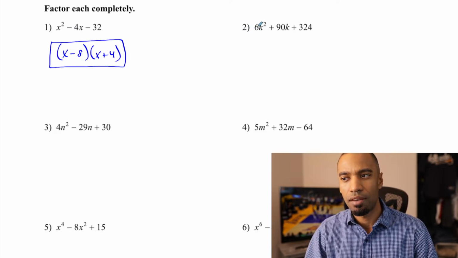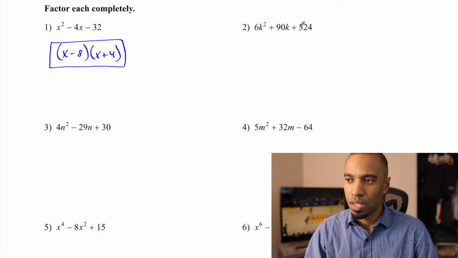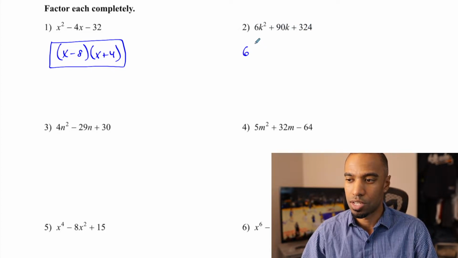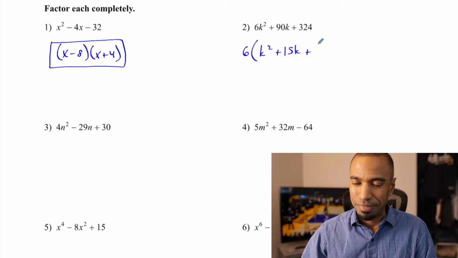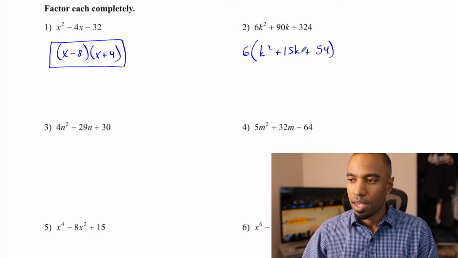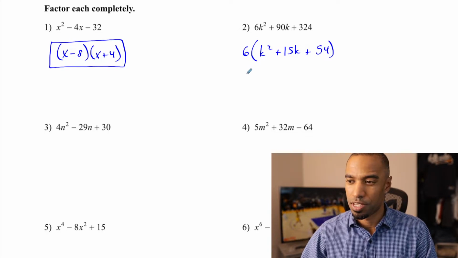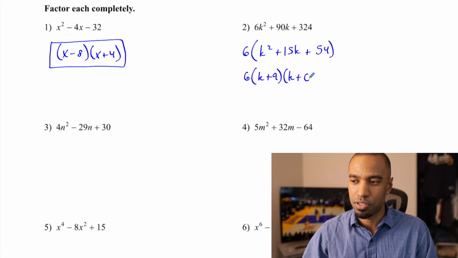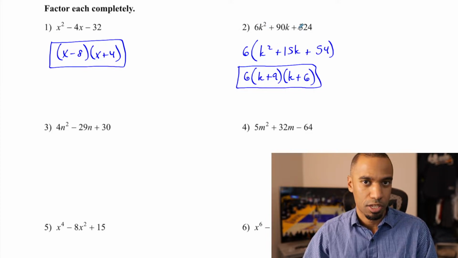Number 2, okay, I don't have a 1k squared here, but given that this is a 6, I can actually factor a 6 out of these 3 terms right here. And you factor a 6 out, and then we'll have a 1k squared, plus 15k, plus 54. And that looks like a 9 and 6 going right there. 9 times 6 is 54. 9 plus 6 is 15. So that will become k plus 9 times k plus 6. And of course, you leave the 6 on the outside. We're factoring completely. This expression needs to be equivalent to that expression there.